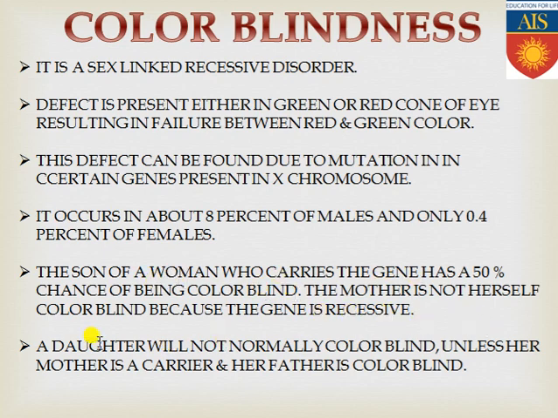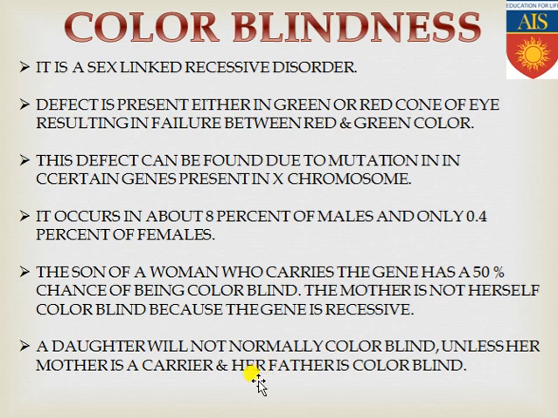The mother is not herself colorblind because the gene is recessive. Obviously, in one X chromosome that colorblind gene is present, but in another X chromosome the dominant wild type gene is present. So obviously the dominant wild type gene will suppress the recessive colorblind gene. For that reason, that mother will not be suffering from color blindness, that mother will be a carrier for the disease. A daughter will not normally be colorblind unless her mother is a carrier and father is colorblind. Obviously, when the daughter is colorblind, that means both of the X chromosomes are containing the colorblind gene, and one of the X chromosomes has come from the father. So for that reason, the father is colorblind. Another X chromosome has come from the mother.